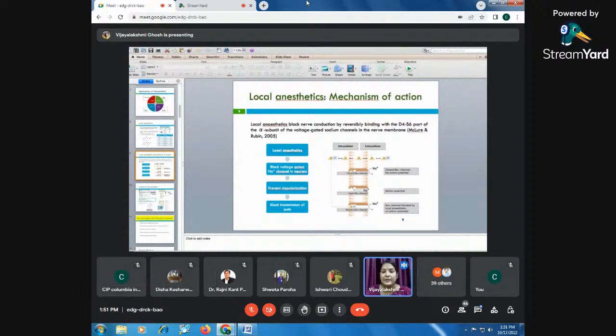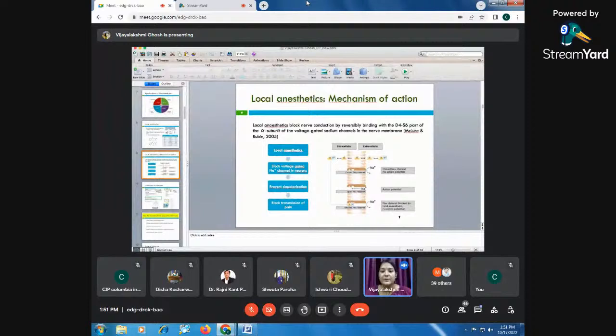How do these local anesthetics work? They block nerve conduction by reversibly binding with the D4S6 part of the alpha subunit of voltage gated sodium channels in the nerve, and that's how they block the transmission of pain. Basically, they block the voltage gated sodium channels in the neurons, and hence they prevent depolarization and block the transmission of pain. So we don't feel any pain once we have applied the local anesthetics.